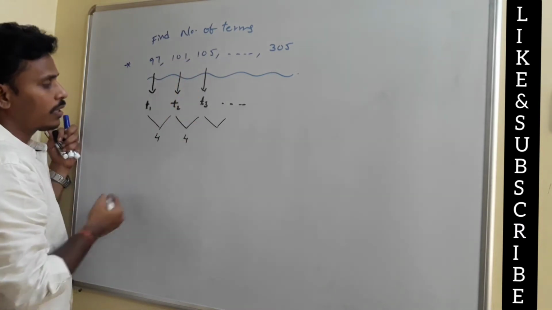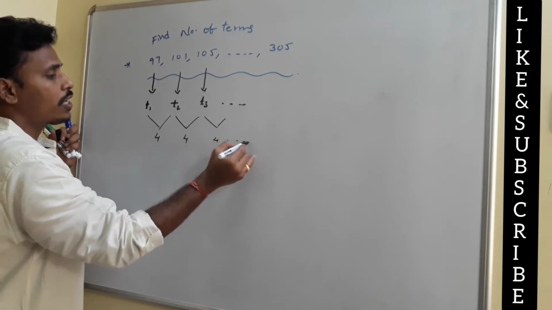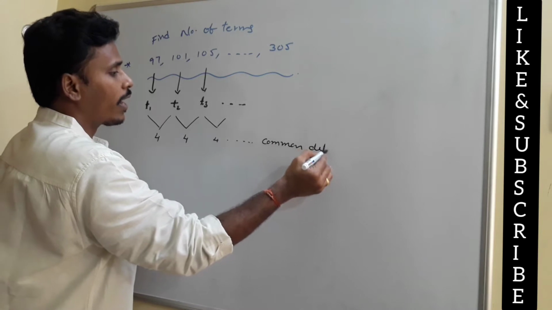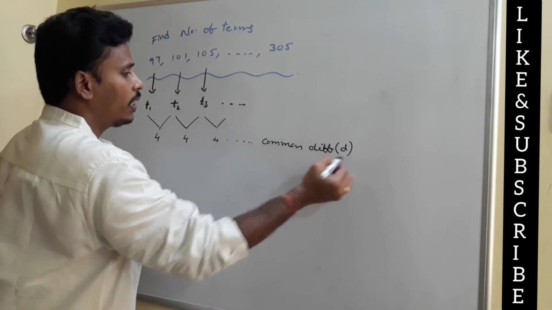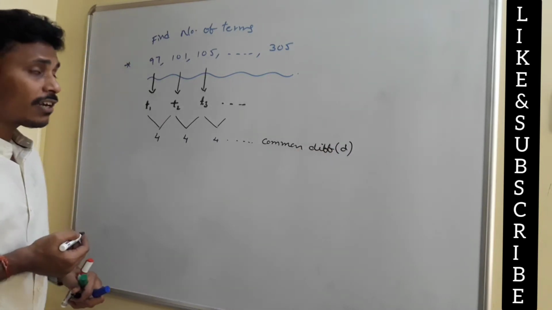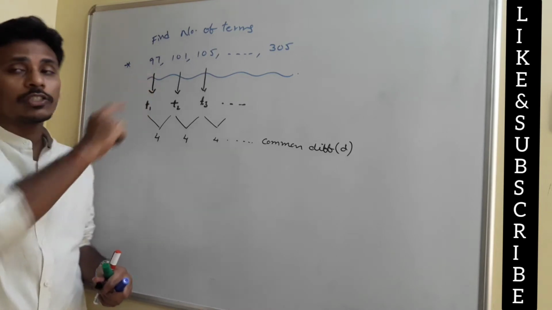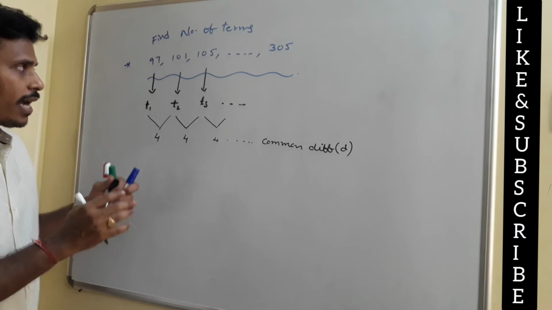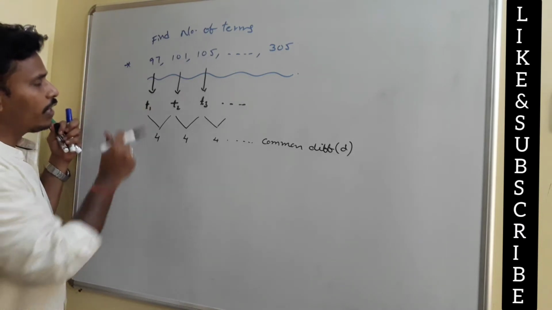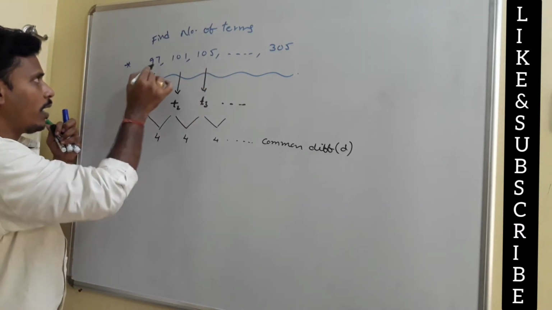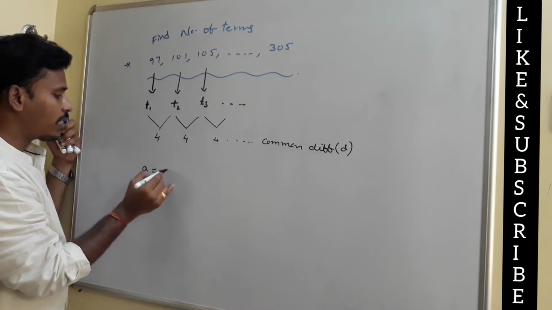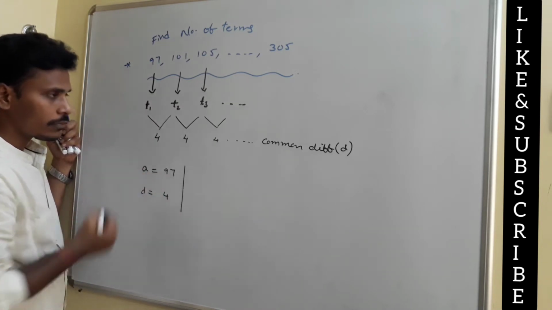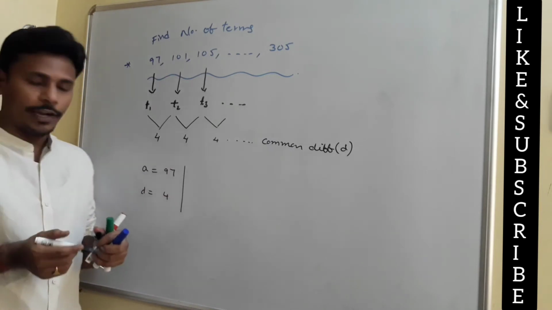Like that, if you check, since the differences are constant, the constant difference or common difference, which is denoted by d, has the value 4. That represents that the given numbers are forming an arithmetic sequence. So, as an analysis, we concluded that this is an arithmetic sequence with the first term as 97 and the common difference as 4. This is what we first need to identify.